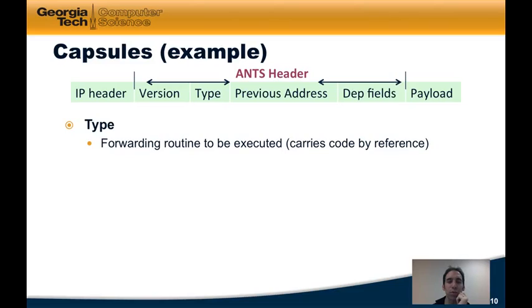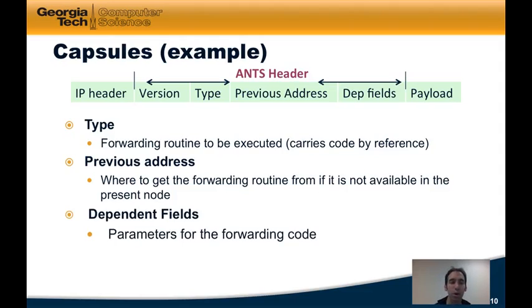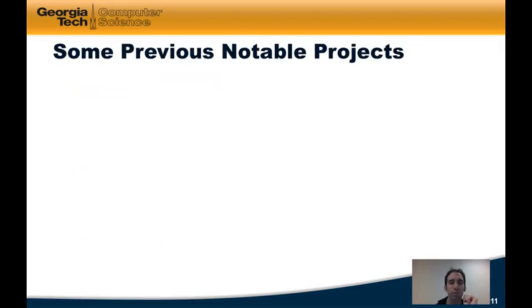One was the type, which specified the forwarding routine to be executed, in particular code by reference. The previous address basically told the node where to obtain the forwarding routine if it wasn't available on the present node. The dependent fields allowed the packet to pass parameters into this code. And then, of course, there was the payload itself.